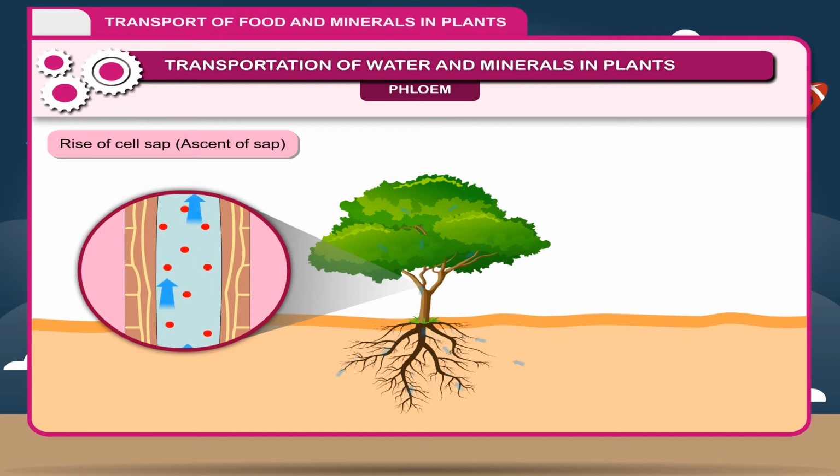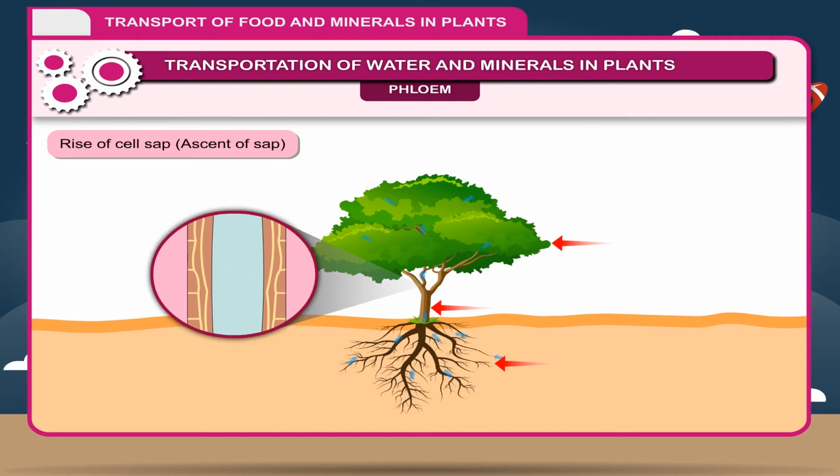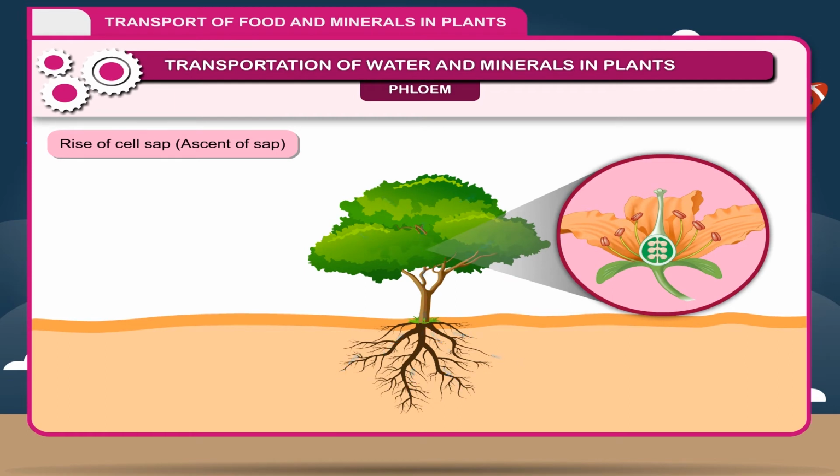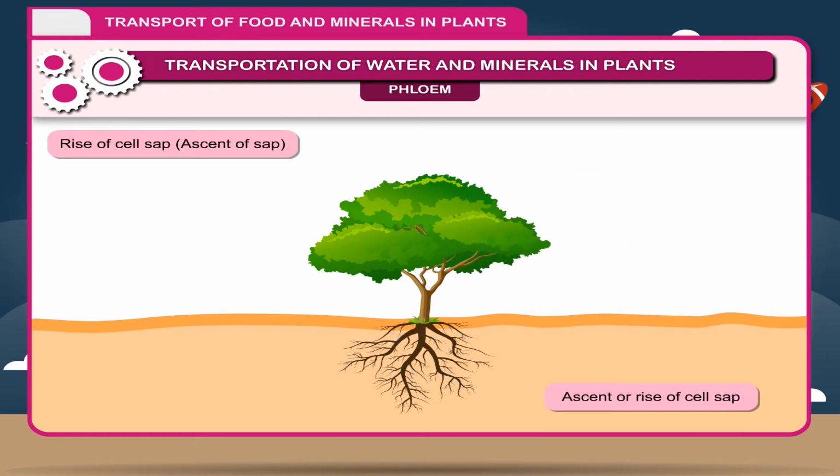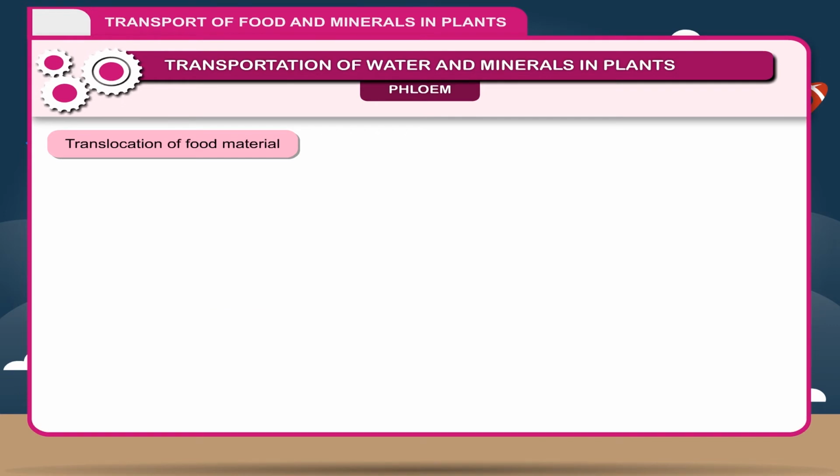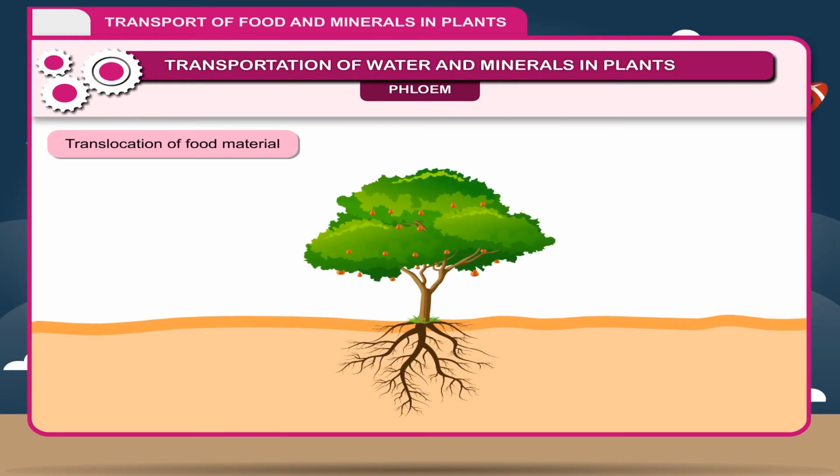The water and mineral solution that is absorbed by the roots and are conducted upwards to the stems, leaves, flowers, and other parts of the plant is called ascent or rise of cell sap. Translocation of food material. The prepared food material reaches from leaf to different plant organs is called translocation of food material.